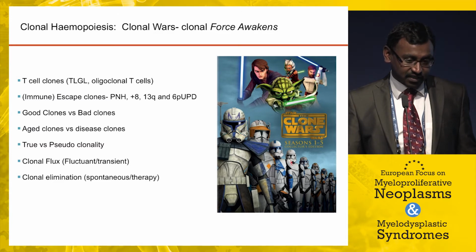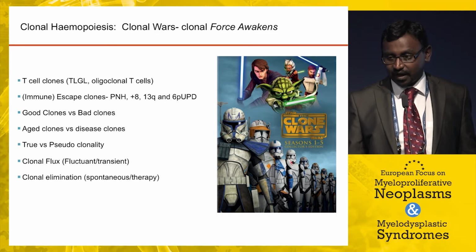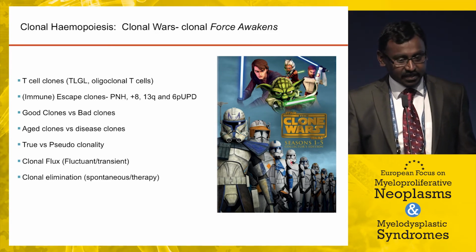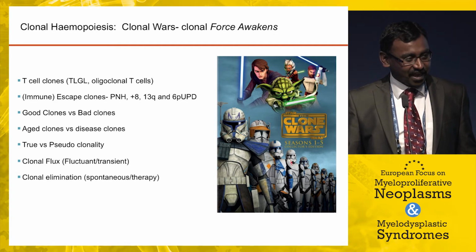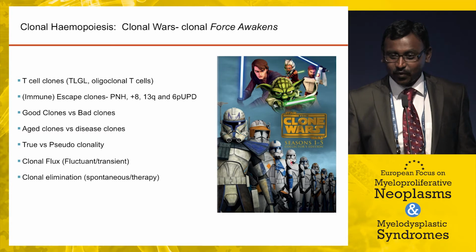you could have significant T-cell clones in the context of autoimmune diseases and bone marrow failures. They could be oligoclonal or monoclonal T-cells or TLGLs. Or you could have immune escape clones, which is classically described in the context of PNH and the other cytogenetic abnormalities described. I'll talk about these good and bad clones, what do they mean? And this concept about age-related hemopoiesis, and what is aging-related clonal hemopoiesis versus disease clone. And the concept in aplastic anemia is what is true clone versus what is pseudo clone.